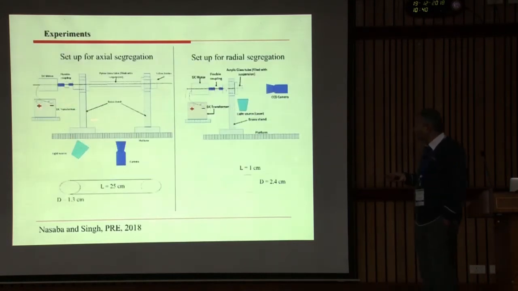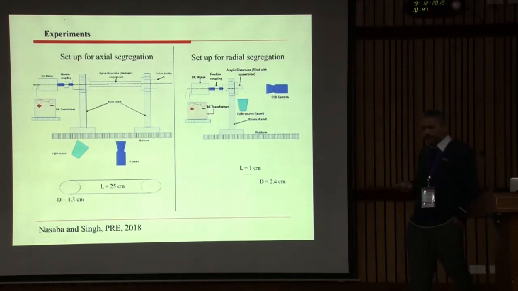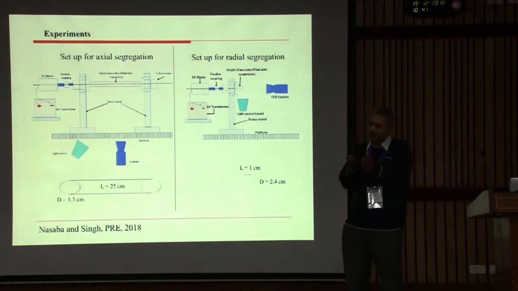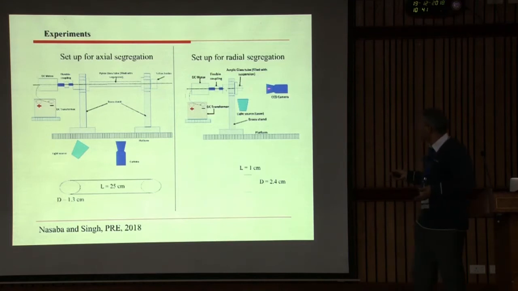We did two types of experiments. One is the axial case, where you have a long cylinder so that you can see the axial bands developing. To study the radial flow, the setup is similar, except that the length of the cylinder was much shorter, so we wanted to suppress any axial segregation. In this case, the camera was just looking at the radial plane, whereas in the other case, we are looking at the side.